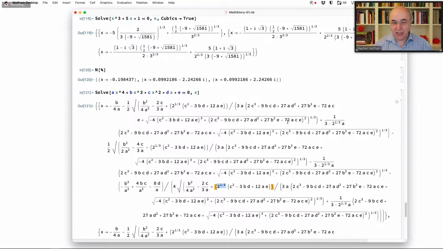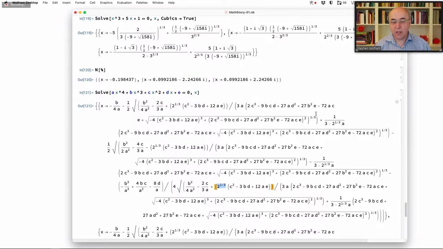Okay, so that was 1500. Then a question that exercised people for 300 years was, what about equations of the fifth degree? What about quintic equations, where we have an x to the 5 in here? Can we do the same thing again? Is there a solution to the quintic that involves just square roots and cube roots and fourth roots and fifth roots? That was a big question for a long time.